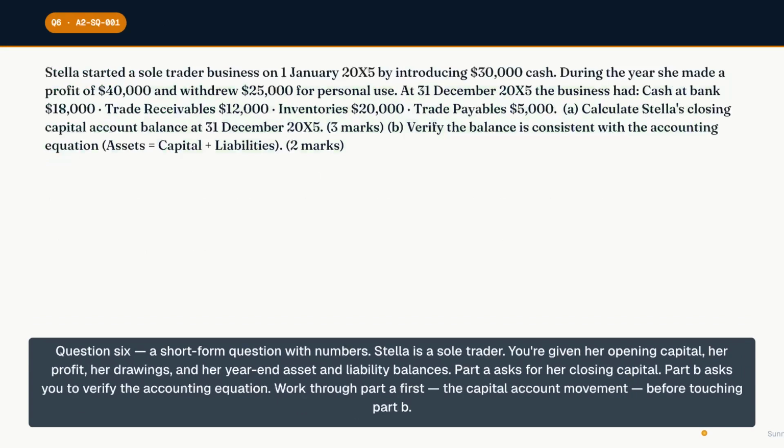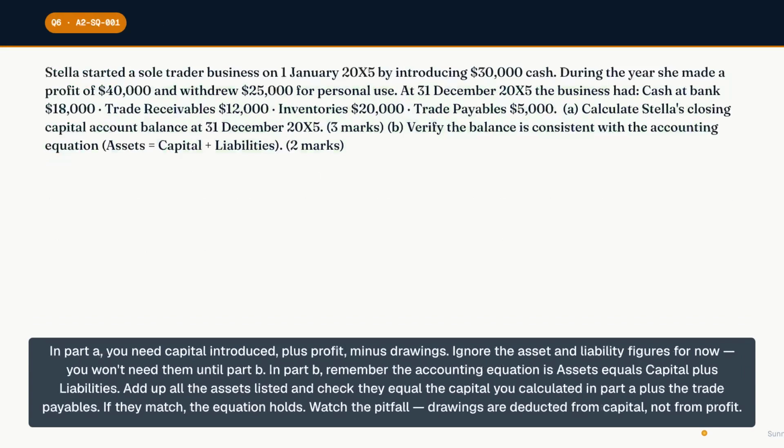In Part A, you need capital introduced, plus profit minus drawings. Ignore the asset and liability figures for now. You won't need them until Part B. In Part B, remember the accounting equation is assets equals capital plus liabilities. Add up all the assets listed and check they equal the capital you calculated in Part A plus the trade payables. If they match, the equation holds. Watch the pitfall. Drawings are deducted from capital, not from profit.